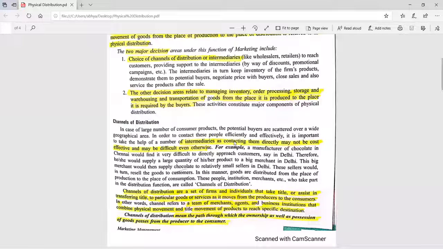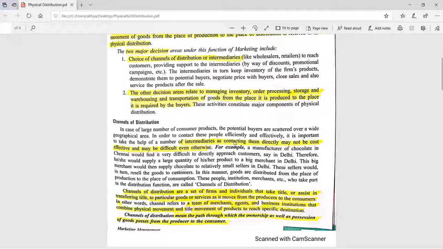Like a manufacturer of chocolate in Chennai would find it difficult to directly approach customers in Delhi. So what can he do? He can appoint a wholesaler or retailer or a chain of middlemen who will be supplying one by one. It means there will be a step distribution. One person is giving goods to another person, then that person is adding his profit margin and selling to some other person, and that person is finally selling goods to the consumers after adding his profit margin.